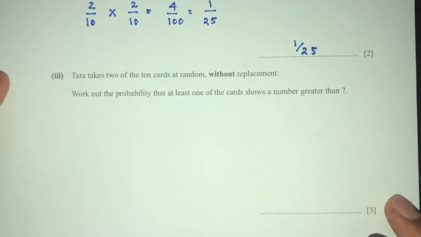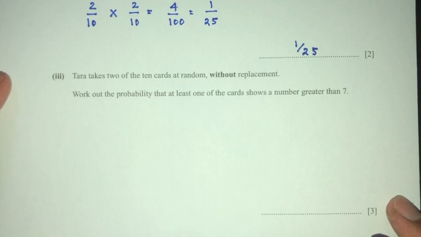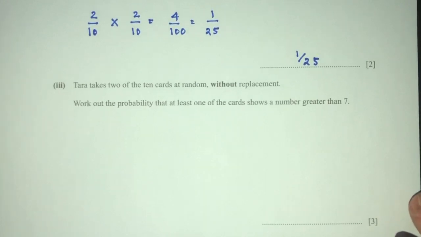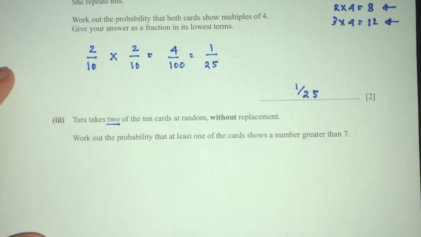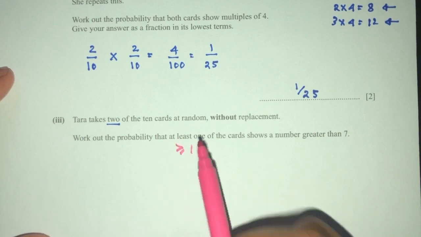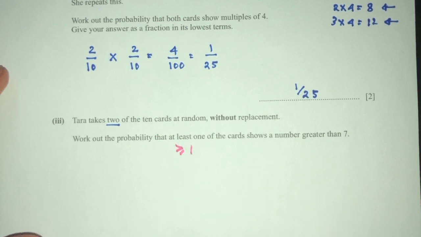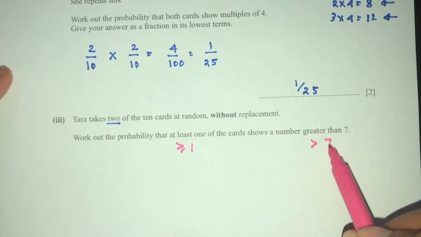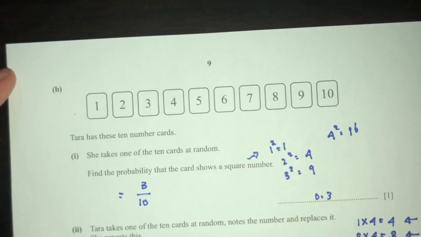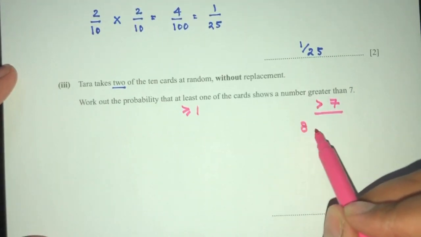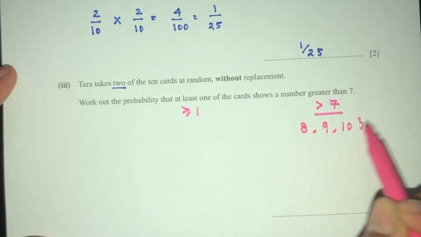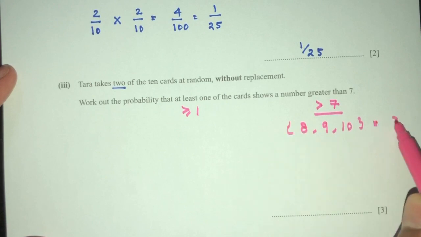Now for part 3, Tara takes 2 of the 10 cards at random without replacement. Now she doesn't put it back, but she takes 2 cards. Now we have to find the chance that at least one of the cards shows a number more than 7. So what are the numbers more than 7? From the list, more than 7 we have this one, right? So 8, 9, 10, which is 3 options.